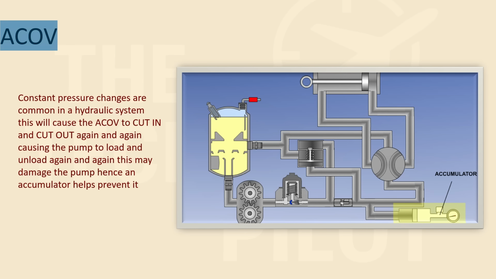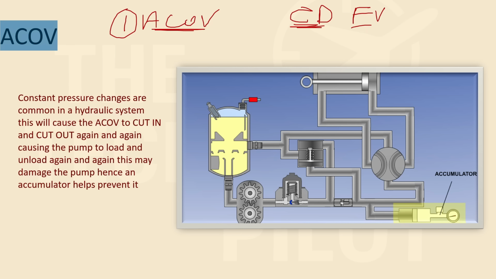So ACOV was one thing that our constant delivery pump needed, or the fixed volume pump, right? Constant delivery or fixed volume pump needed one thing, that was ACOV. The second thing it needed was your accumulator. Why did it need an accumulator? Because see, there will be constant pressure changes in a hydraulic system, right?